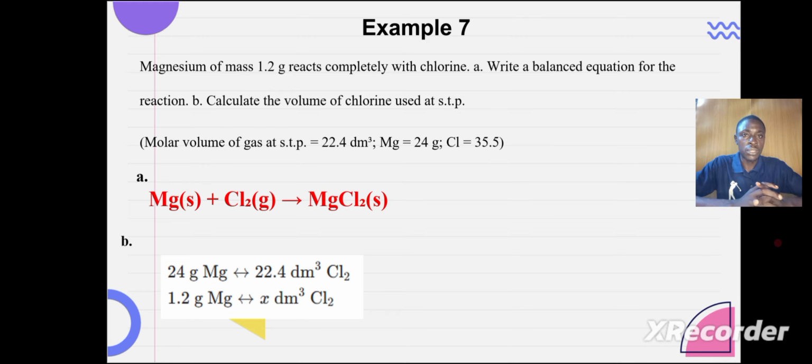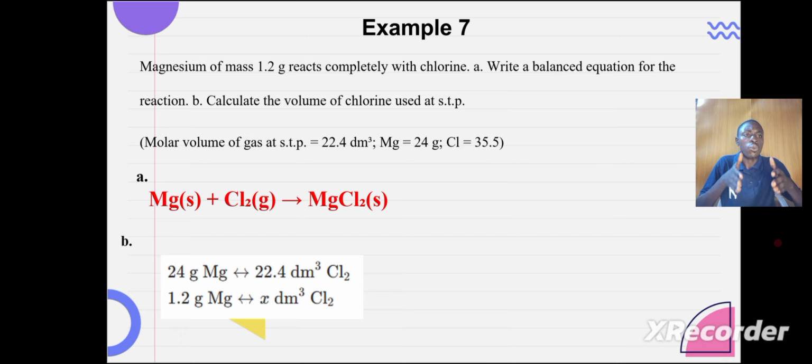The B part says calculate the volume of chlorine used at STP. So we are given mass of magnesium, and then we are asked to calculate volume of chlorine. So the relationship you should write should be that of mass of magnesium and volume of chlorine, so that you can easily take ratios and solve. Don't write relationship outside what you need and outside what is required. It's very important. Some students fall victim to this, and then at the end of the day, they are not able to solve the problem.